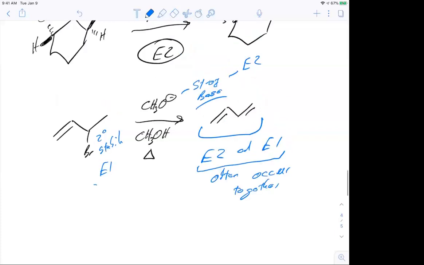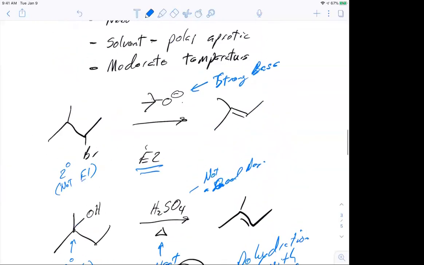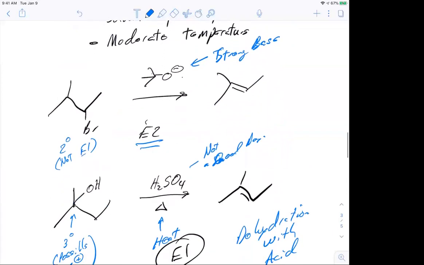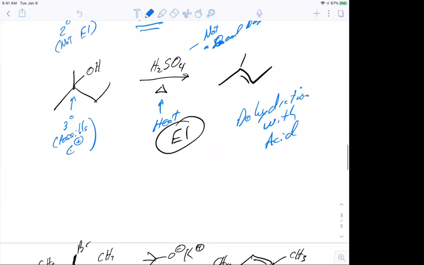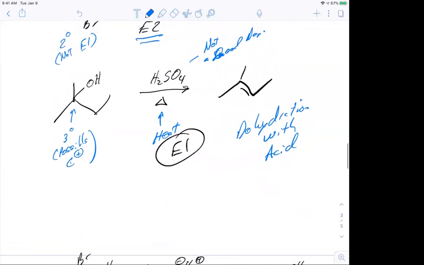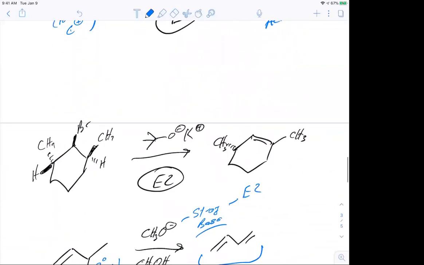So in some cases, you're going to see very specific signs. Some cases you're not going to be able to form a carbocation. That's going to suggest an E2. Some cases you don't really have a base, and that suggests an E1. And then always look at your products, because your products can help you determine E1 or E2. Okay?